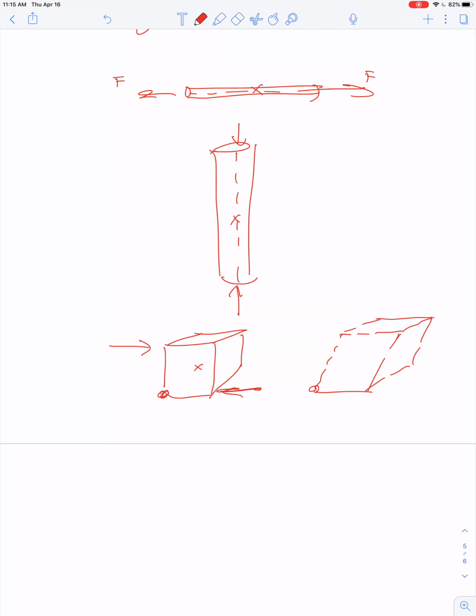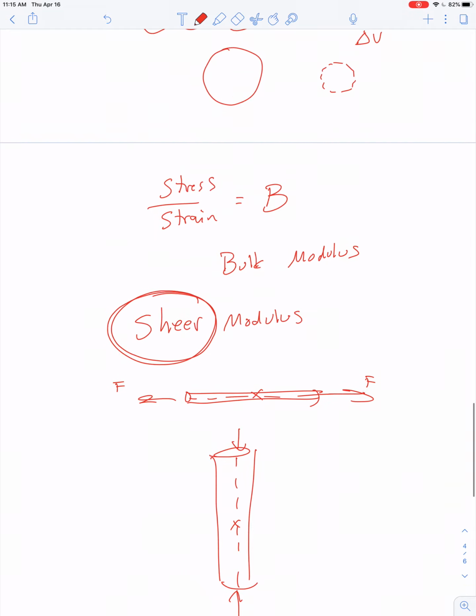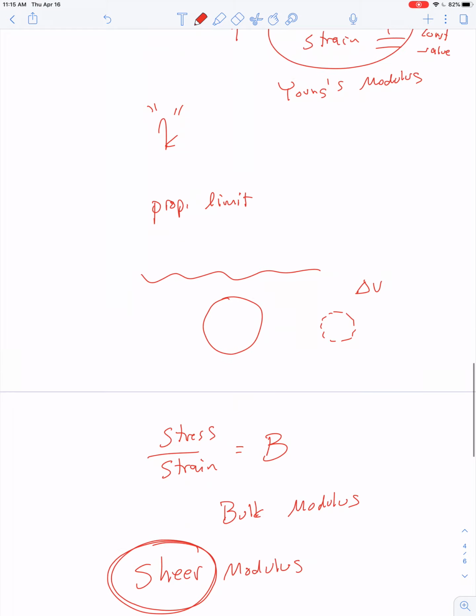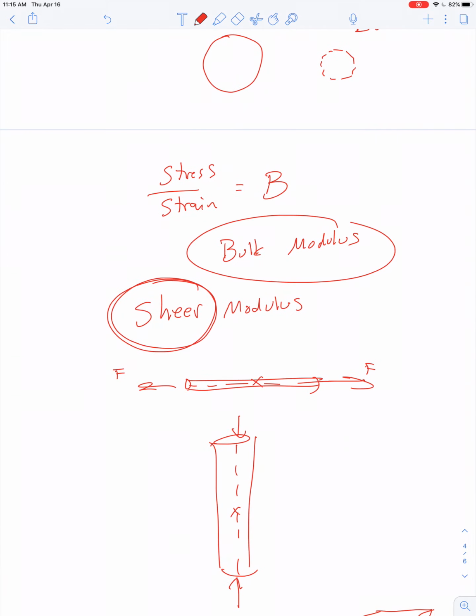And so when forces are applied in opposing directions but they don't line up with each other, we say that a shear force has been applied. So stay tuned for further lessons on Young's modulus, bulk modulus, and shear modulus for different materials that are stressed within their proportional limits.